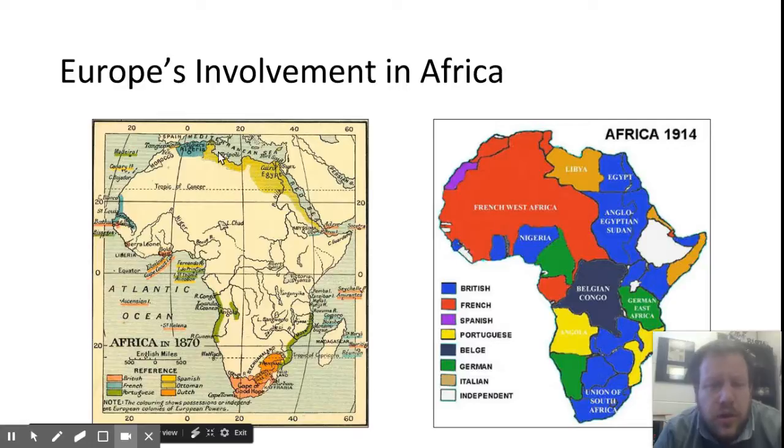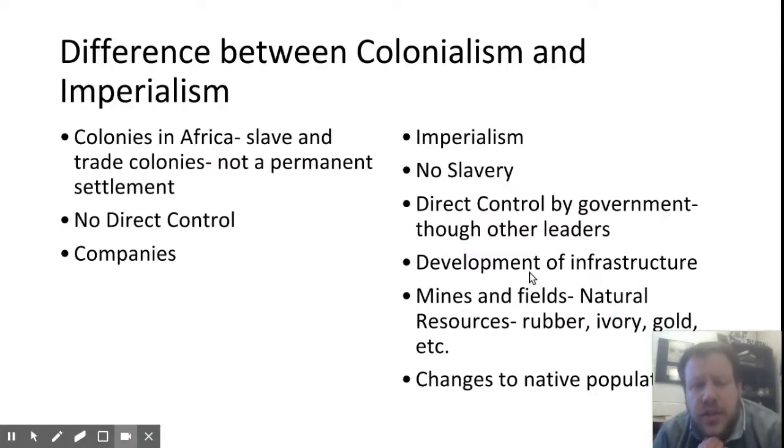Early on, we saw a lot of our colonial areas just worked right along the edge, trading towns, that kind of stuff, to see who had the influences there as of 1870. Whereas in the 44-year period between 1870 and 1914, we see Africa carved up by all these different European countries, so the British, the French, the Spanish, etc.